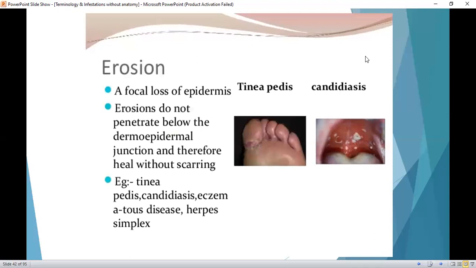Erosion. It's a focal loss of epidermis. Erosions do not penetrate below the dermoepidermal junction, and hence they heal without scarring. Erosion is usually longitudinal, like in tinea pedis, candidiasis, eczema, herpes simplex.